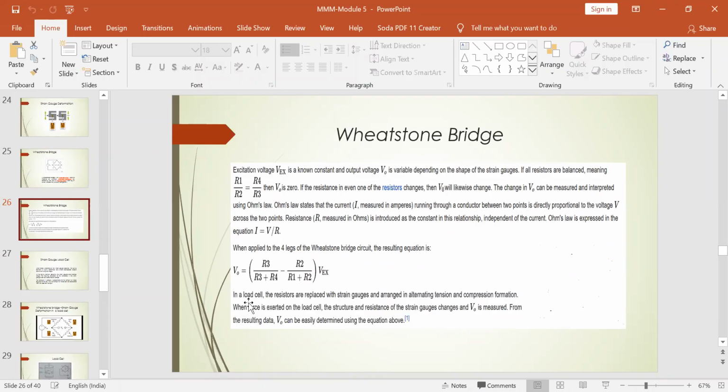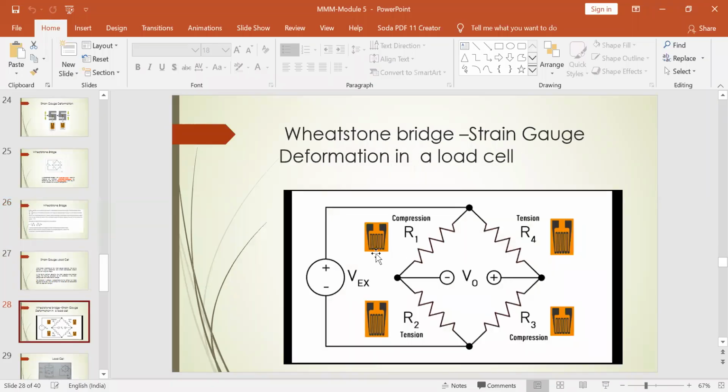Okay, so from the resulting data, the output voltage can be determined by using the equation which has been shown. You will just be replacing these resistors with the strain gauges and you will determine the output voltage with respect to the deformation which happens in our strain gauge. It could be due to the tensional force and also the compressional force. So this is how the Wheatstone bridge looks for a strain gauge load cell.